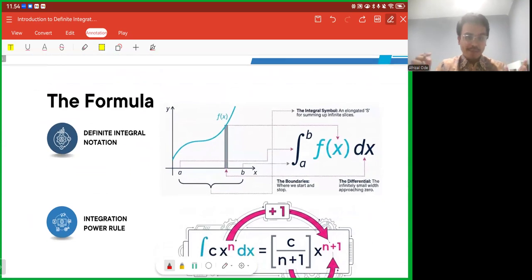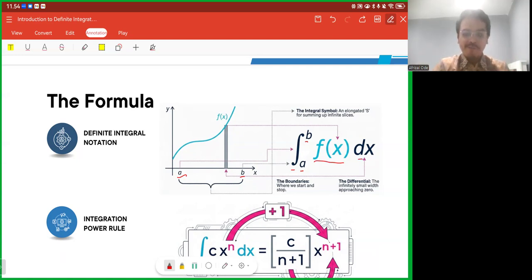All right, to write this mathematically, basically we have this kind of curve function, and then we have the lower bound and the upper bound. We can write the integral symbol like this, and then we put the lower bound and upper bound, and then we put the function, and the last one is the differential. All right, that's the notation that we're gonna use.